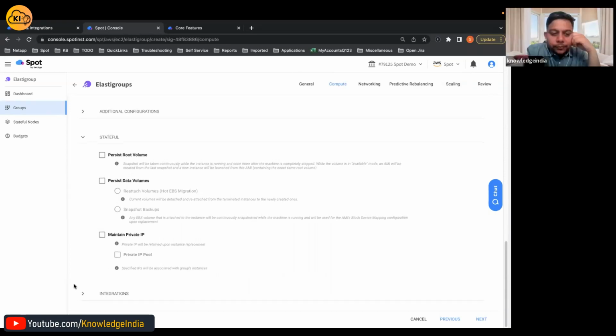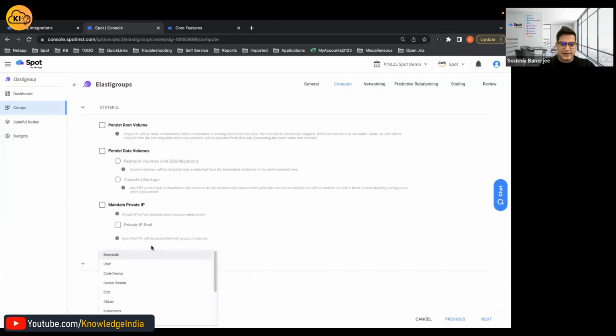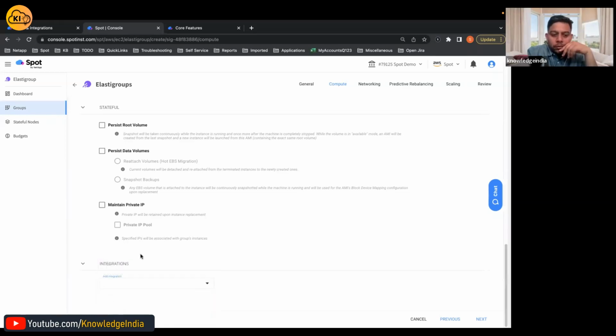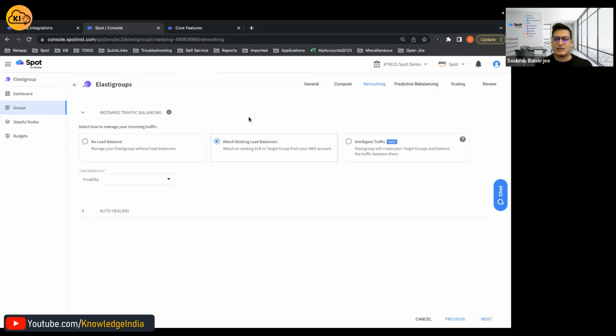Sure. And basically, yes, these are the integrations as well. So you can see you can integrate Beanstalk, Chef, ECS, Kubernetes, though I would not recommend doing Kubernetes on that, because we have a lovely product for that as well. But just to talk about it, these are the integrations that you can do along with the Elastigroup.